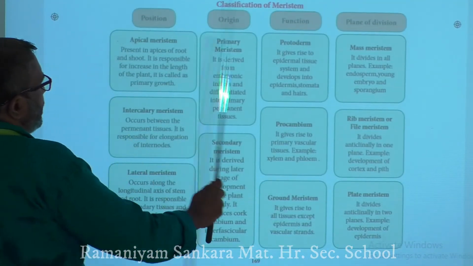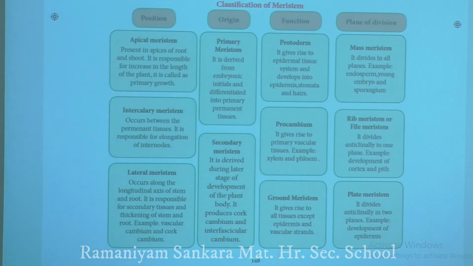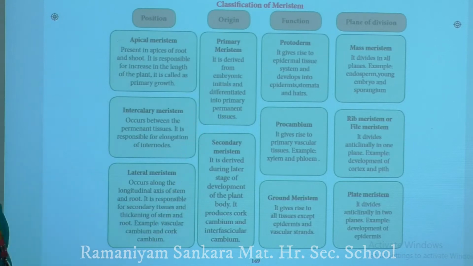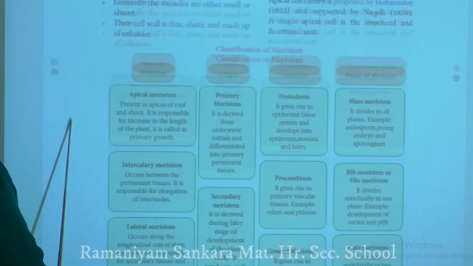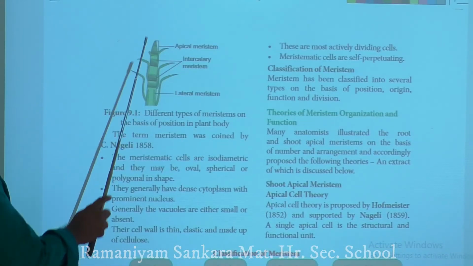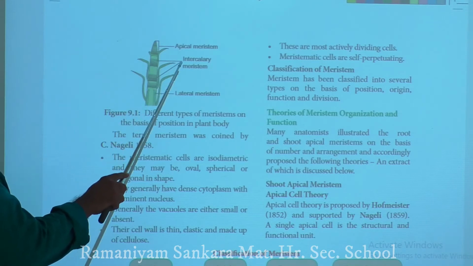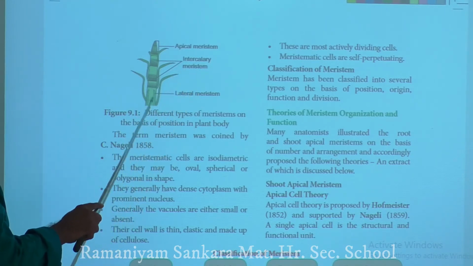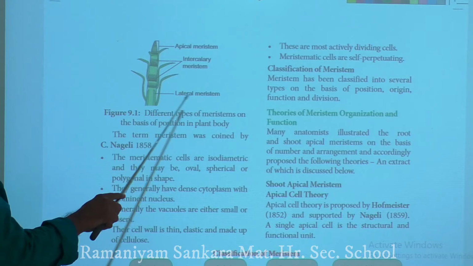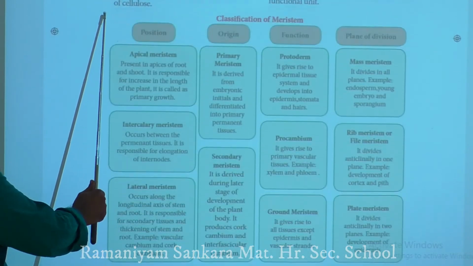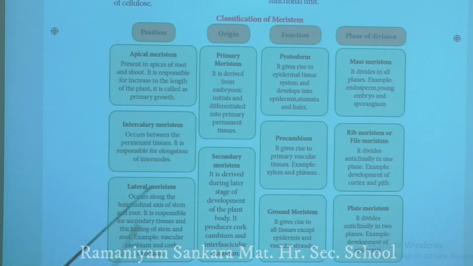Classification of meristem depends on the position, origin, function, and plane of division. They are classified into 4 types. Based on position there are 3 types: the upper region is called apical meristem, the middle region is called intercalary meristem, and the lower region is called lateral meristem. So, apical meristem, intercalary meristem, lateral meristem.